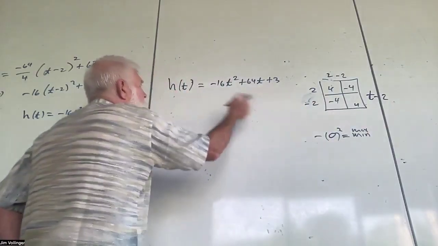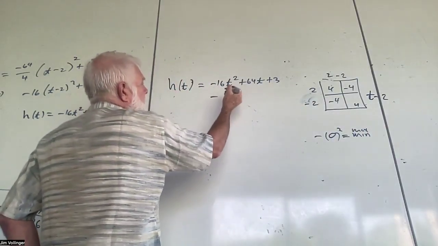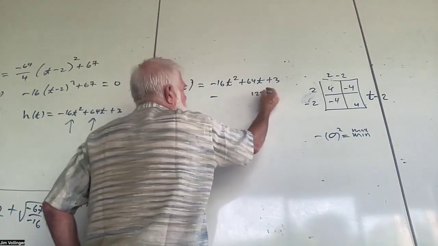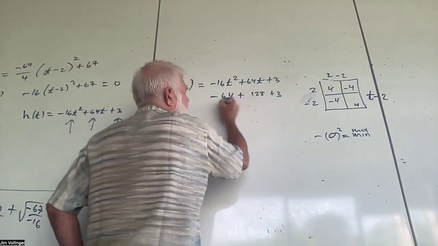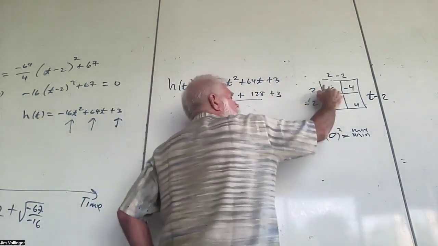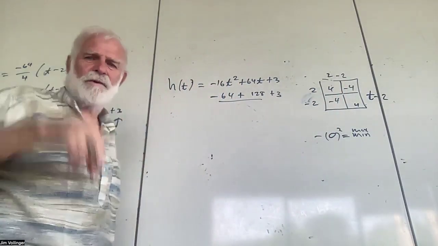All right, so you drop a 2 in, you get 128 over here, so that's got to be minus 64 here, plus 3. And you can start to see that 2 to 1 ratio numerically. I just thought I'd throw that in there.